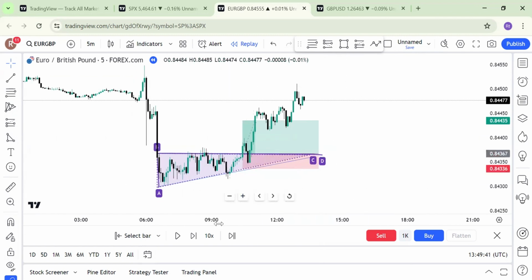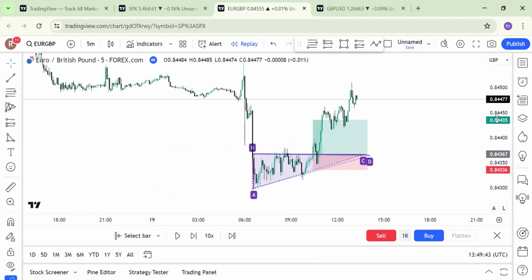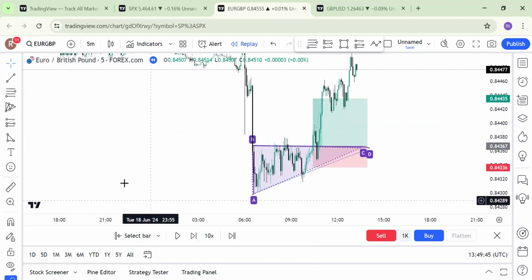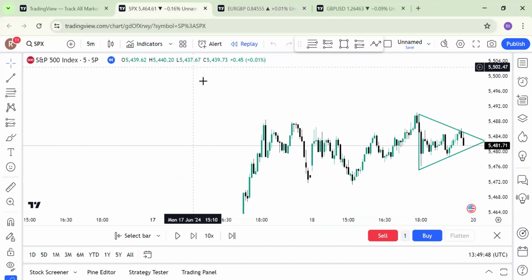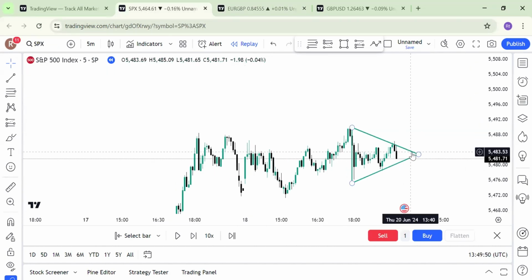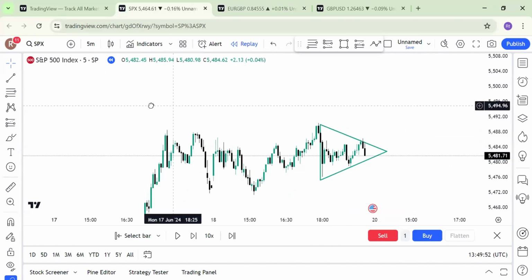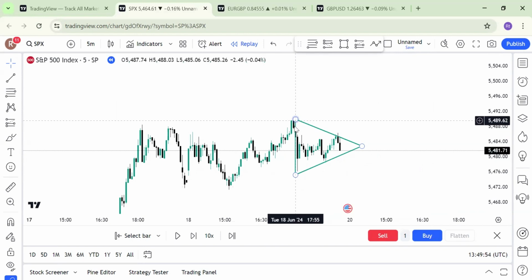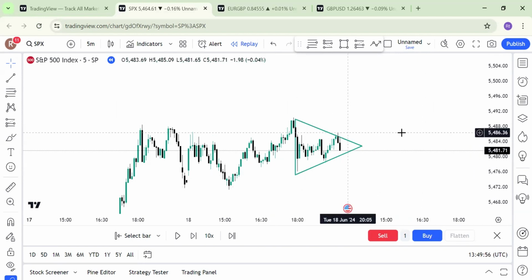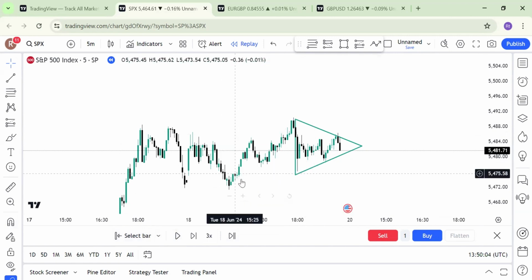Okay, so the third triangle pattern we'll be looking at will be the symmetrical triangle. Okay, I found something right here. It's on SPS. Okay, so this is an example of a symmetrical triangle. It can either break to the upside or break to the downside. So what I'm going to do is that I am going to wait for a breakout.